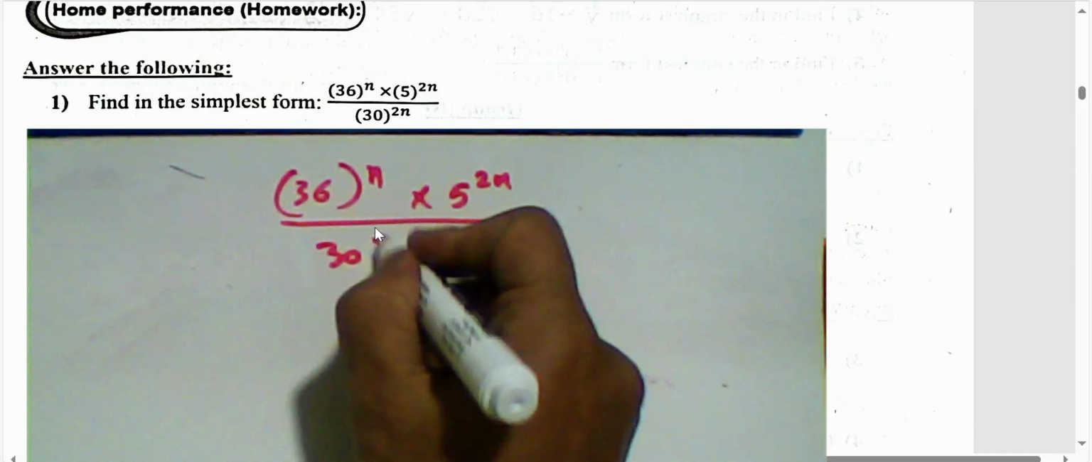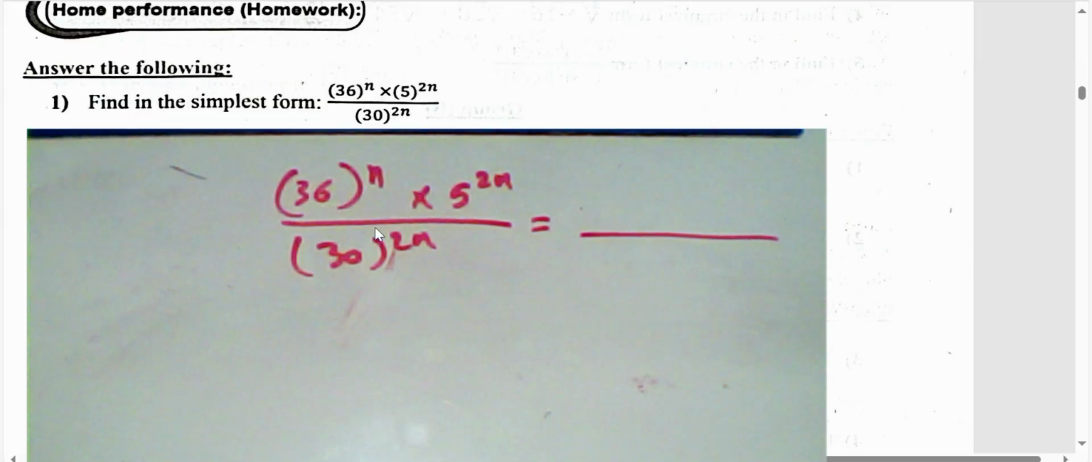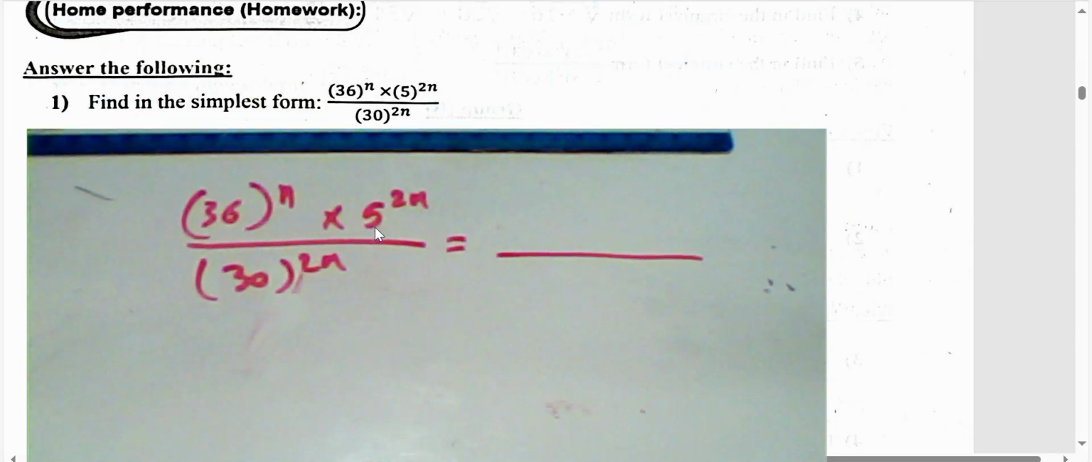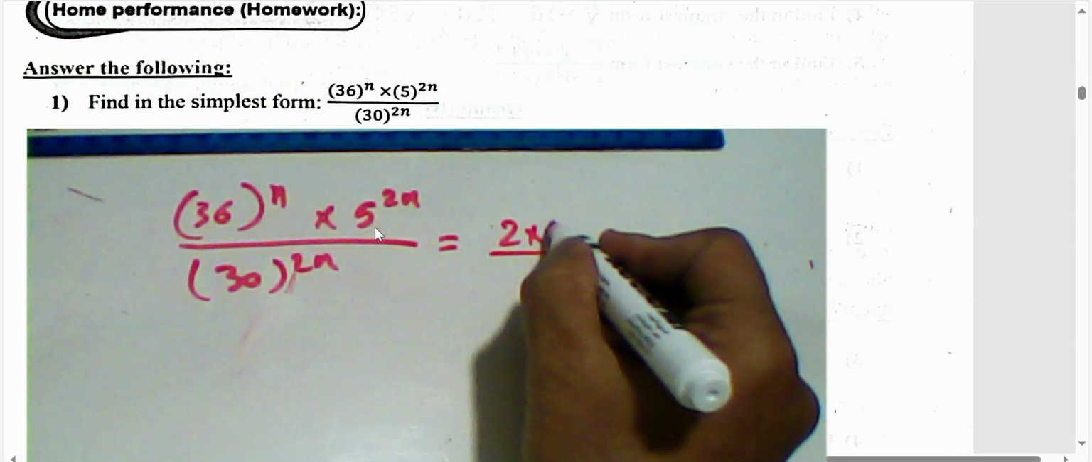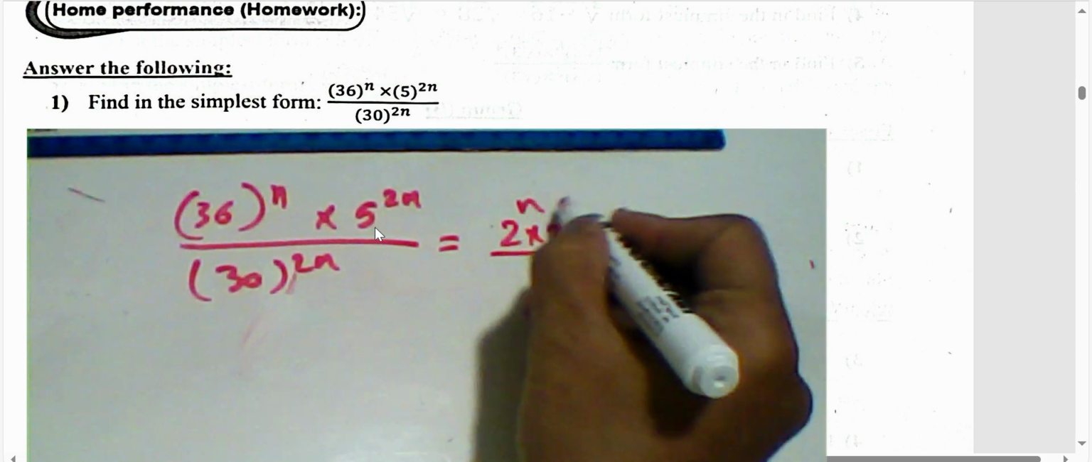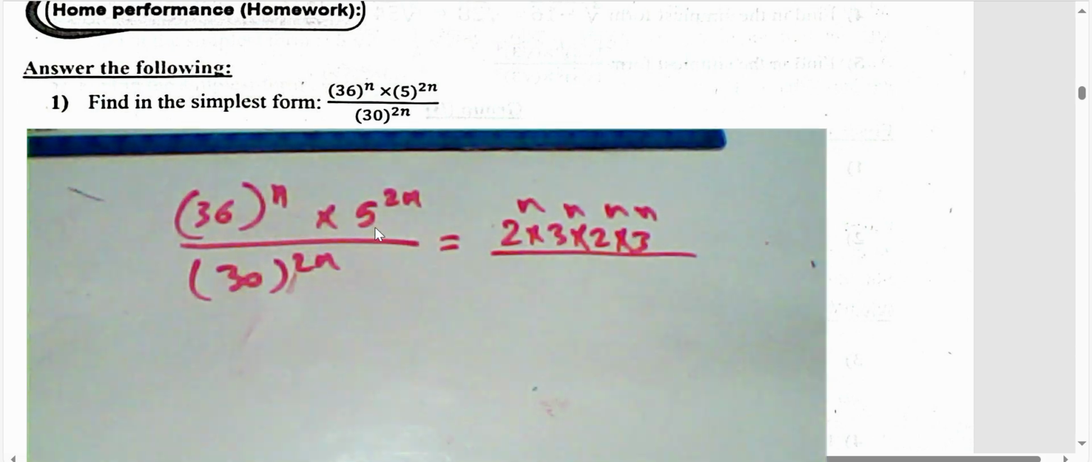Now we will solve a homework problem. Okay, solve this question. Find the simplest form of this expression. We have 36 to the power n multiplied by 5 to the power 2n over 30 multiplied by 30 to the power 2n. We can simplify this expression. We know 36 equals what? 6 times 6, and 6 equals 2 times 3. We can write 2 times 3 times 2 times 3, to the power n, because 6 times 6 is 36.